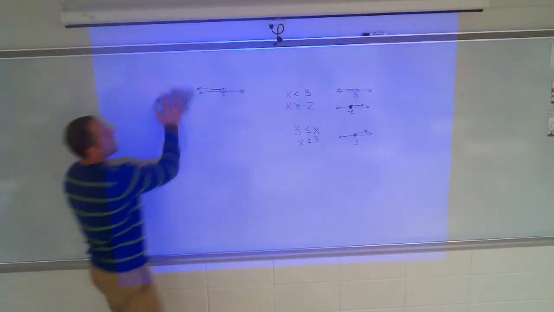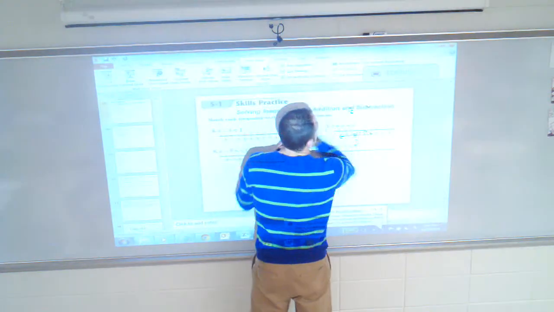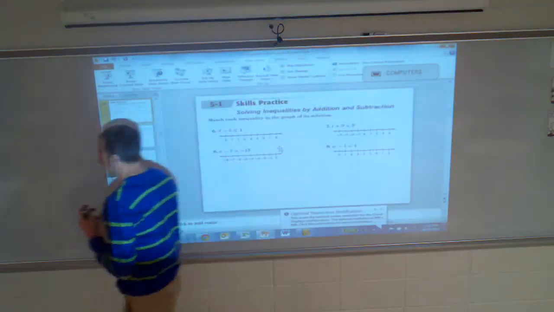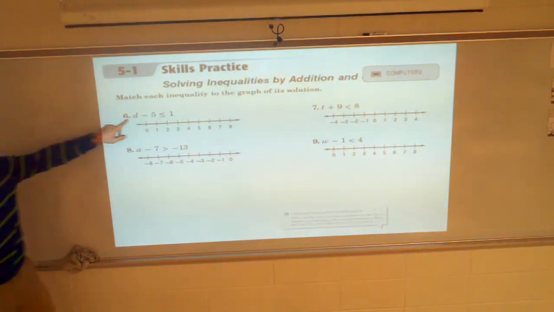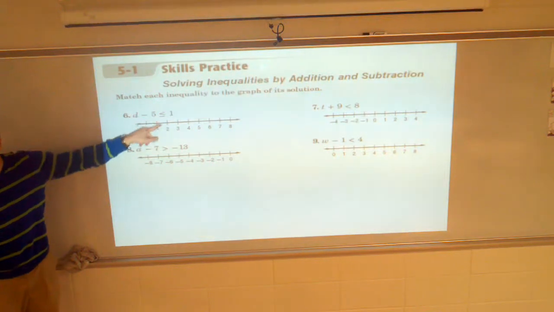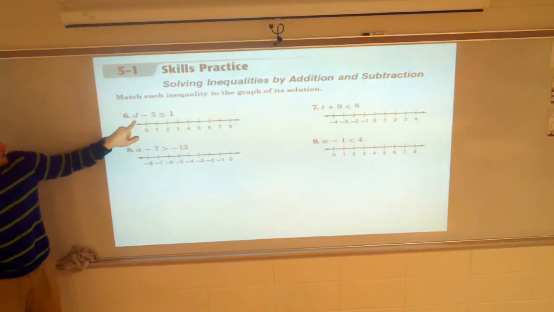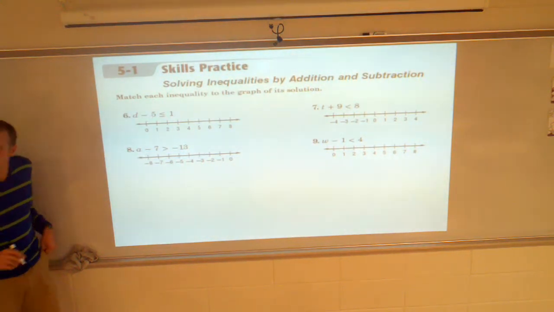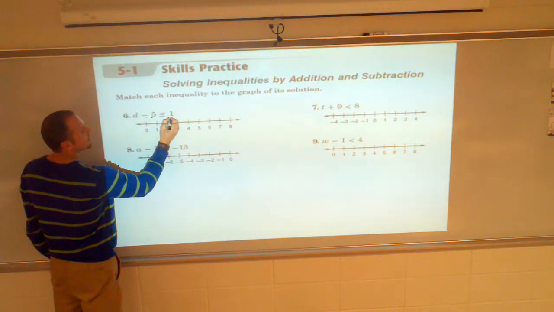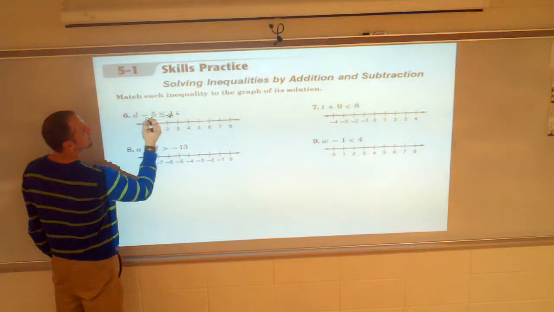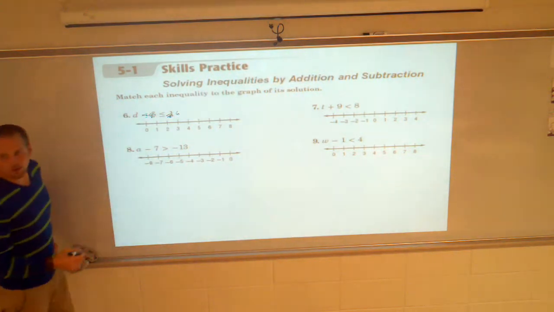Okay. Now, we've got 3 steps. Find the number. Decide whether it's an open or closed circle, and then draw the line. Okay? So right here, we're going to have to solve this first. So, Alyssa, what's the opposite of minus 5? Plus 5. So I'm going to add 5 to both sides. Over here, this is going to be 6. So I found my number.